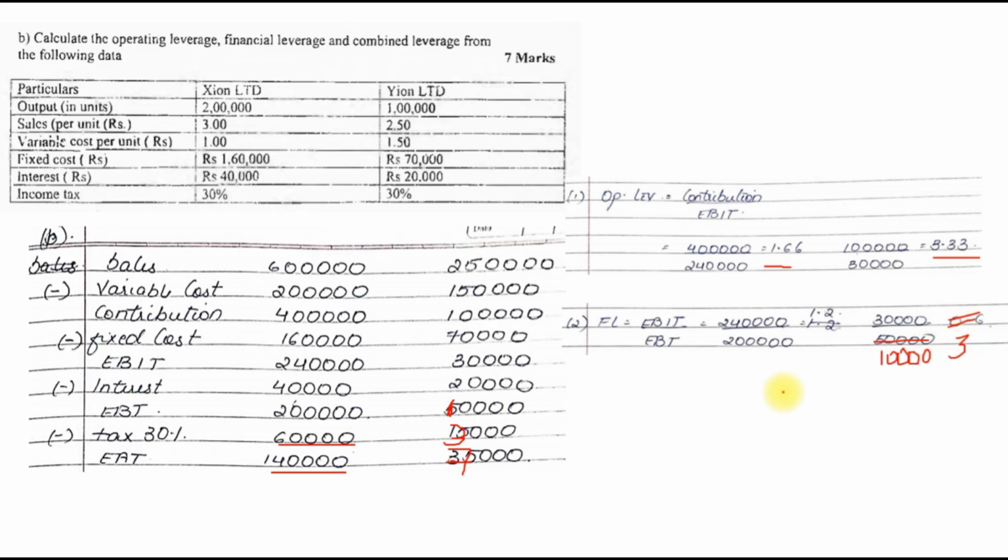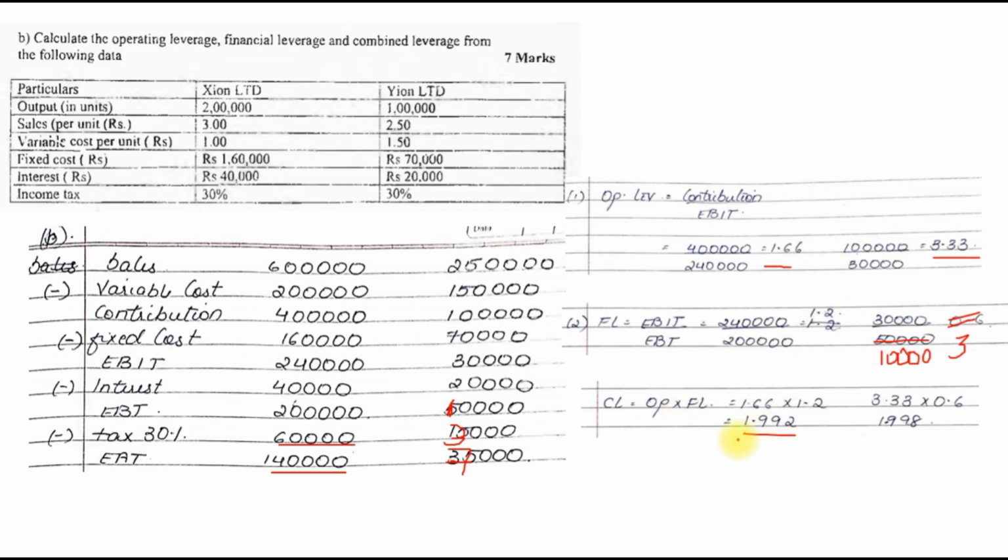And last is combined leverage, so it is 1.66 into 1.2, which comes to 1.992, and here it will be 3.33 into 3. Okay, so we multiply that, so it will be 3.33 into 3, which comes to 9.99. Okay, so this is how you'll have to solve the sum based on leverages.